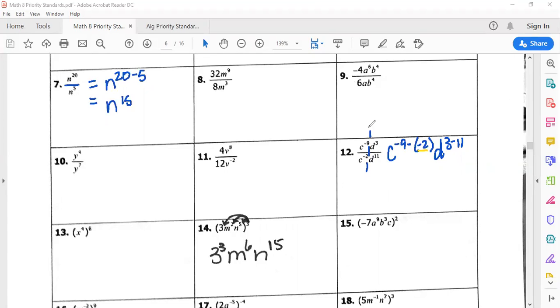So now our answer is going to be c, negative 9 minus the negative, if you recall, is plus. Plus 2 is negative 7. And then d, 3 minus 11 is negative 8. You might think we're finished, but of course we're not, because we have to make our positive exponents, which means we have to find the reciprocal of both of these. It's going to be 1 over c to the 7th times 1 over d to the 8th, which makes it 1 times 1 is 1, over c to the 7th, d to the 8th.